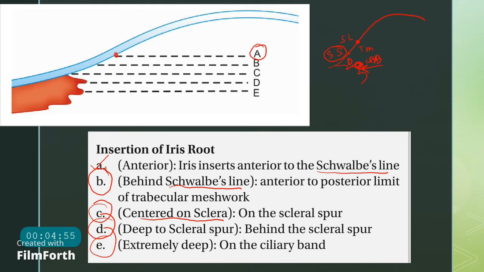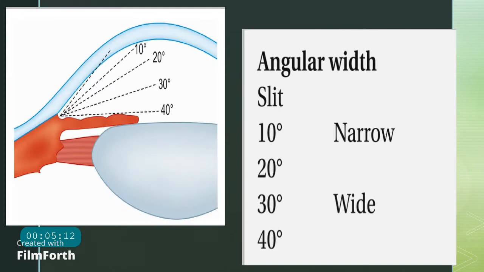So remember, A is anterior to the Schwalbe's line, B is behind the Schwalbe's line, that means somewhere on the trabecular meshwork, C is on the scleral spur, D is deeper to the scleral spur, behind the scleral spur, and E is extremely deep, that means onto the ciliary body band.